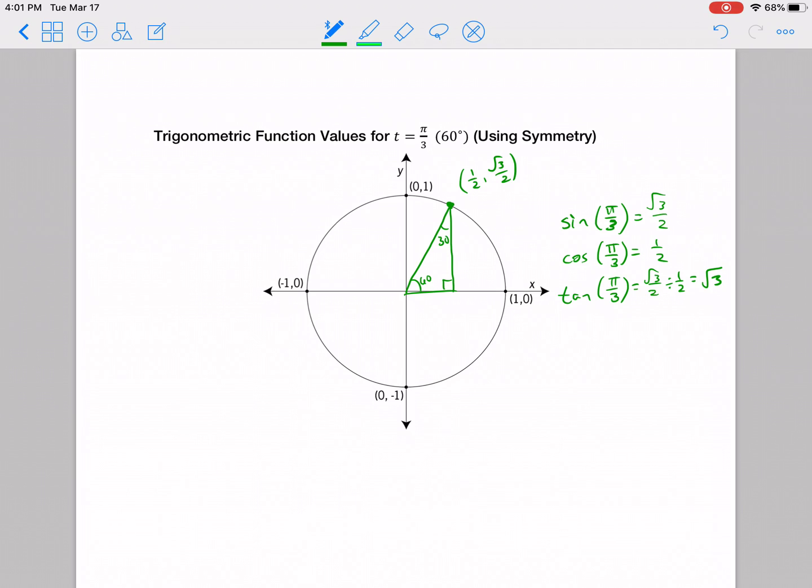All right, so those are our three main points right there. And then I'm going to stop here, and the next video is going to be just about the unit circle and what you need to know for it going forward.